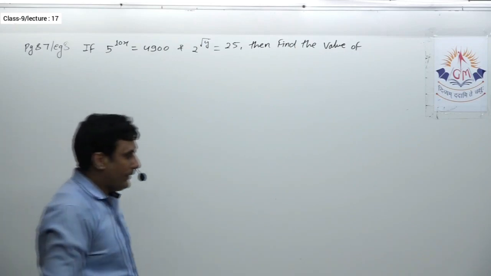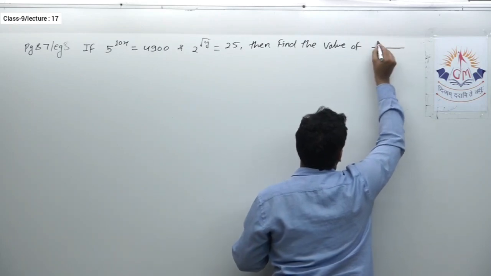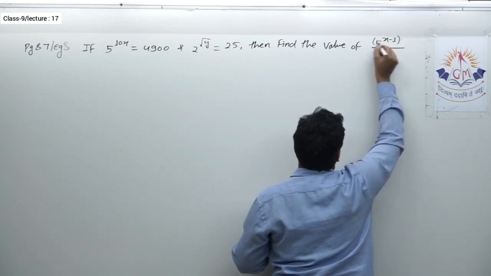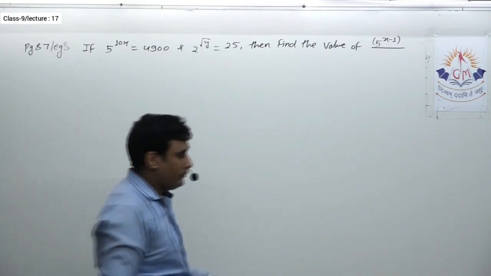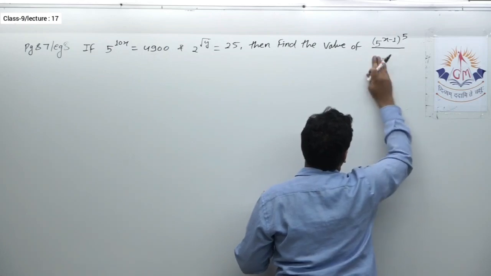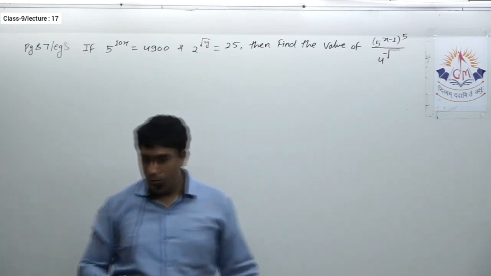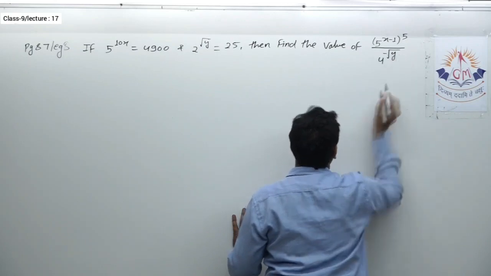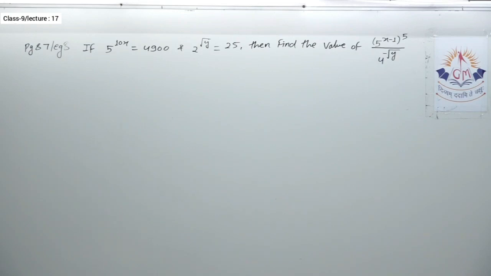5 raised to x minus 1, raised to 5 upon 4 raised to minus of root y, that you have to find. So let us see how to solve this.